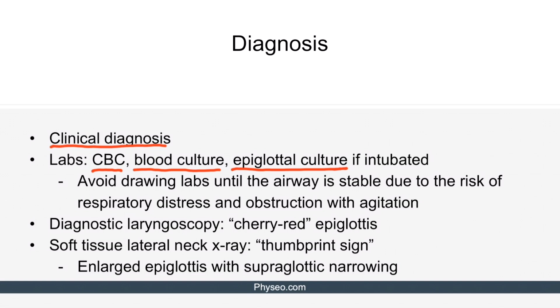If direct laryngoscopy can be performed safely, an erythematous and edematous epiglottis may be seen, which is often described as a cherry red epiglottis. However, this should only be done in patients where the airway can be secured immediately if necessary. Another option for diagnosis includes a soft tissue lateral neck X-ray, which may reveal a thumbprint sign due to the enlarged epiglottis with supraglottic narrowing.